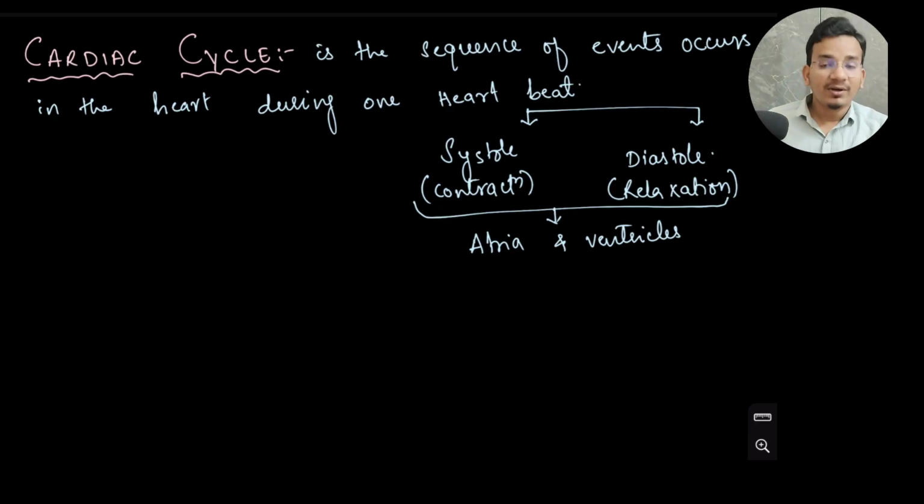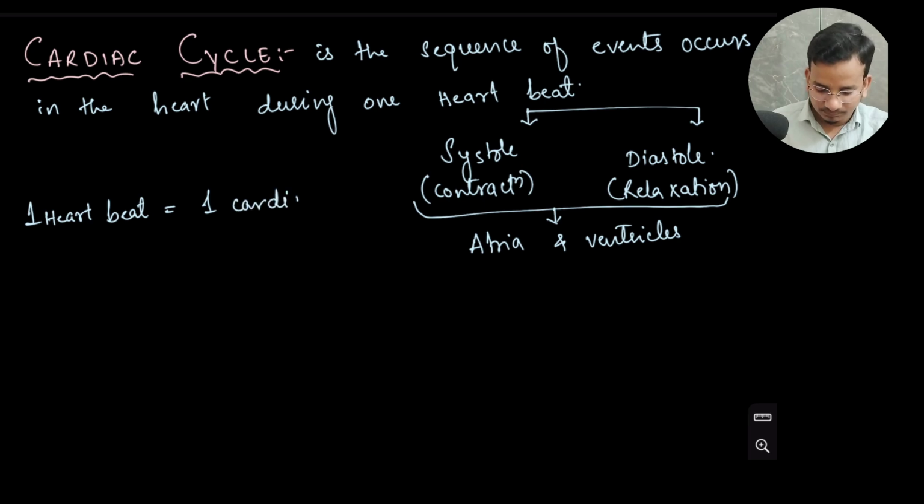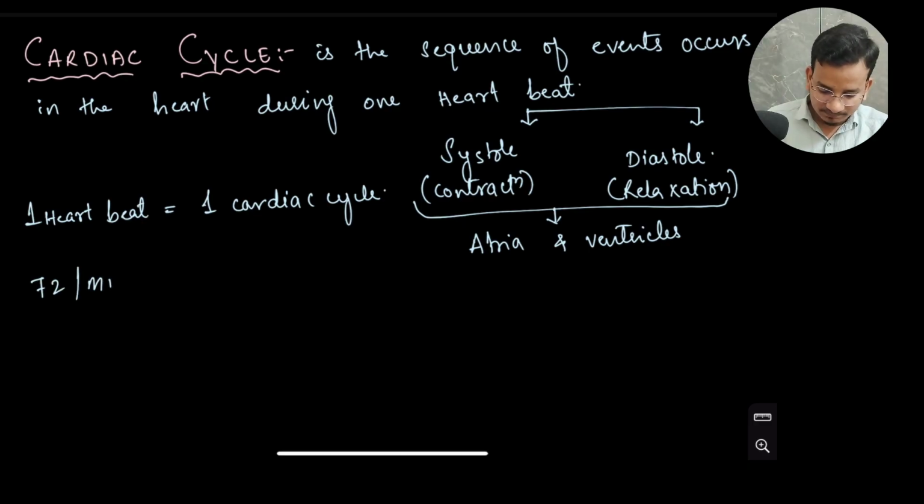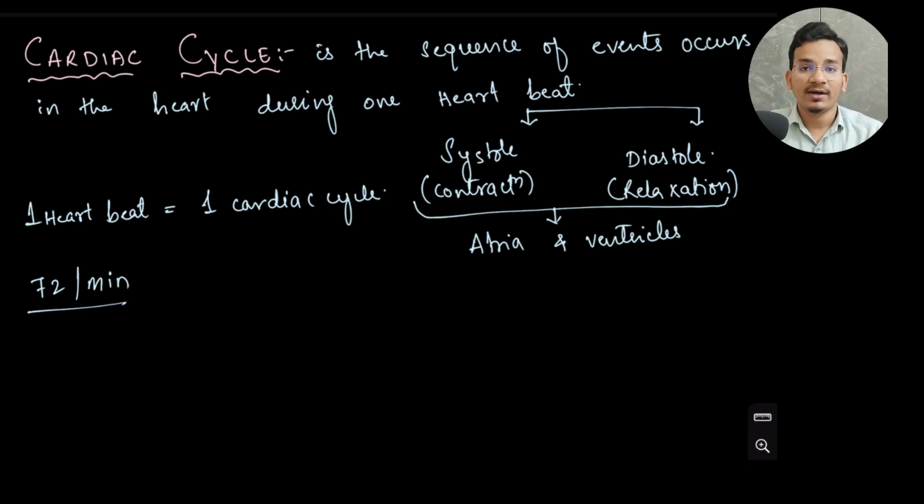You have to remember another thing here: one heartbeat equals one cardiac cycle. Whatever heartbeat you can listen to indicates one complete cardiac cycle. So can you tell me how many heartbeats there are per minute? Our heart beats about 72 times per minute.